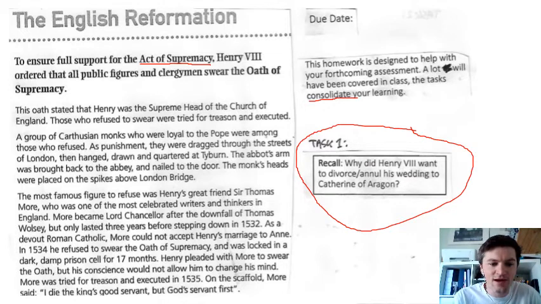As a devout Roman Catholic, More could not accept Henry's marriage to Anne. In 1534, he refused to swear the oath of supremacy and was locked in a dark, damp prison cell for 17 months. Henry pleaded with More to swear the oath, but his conscience would not allow him to change his mind. More was tried for treason and executed in 1535. On the scaffold, More said, "I die the king's good servant, but God's servant first."